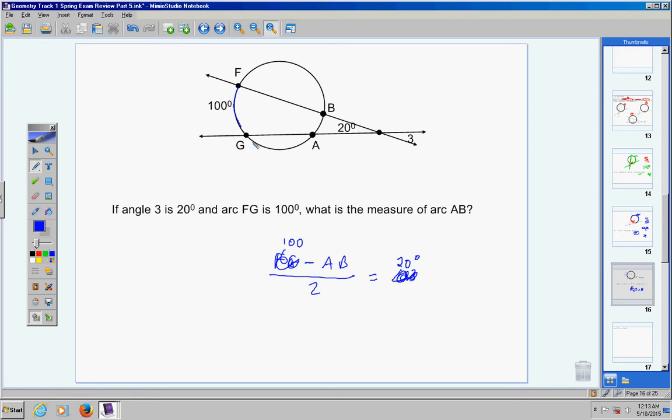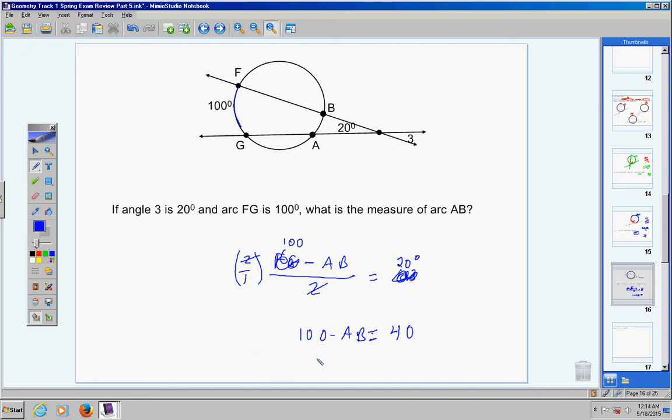This is another way to solve the problem. The denominator is 2, so multiply both sides by 2. If you multiply the left side by 2, or 2 over 1, the 2's cancel, leaving you with 100 minus AB. Over here on the right side, I have 20 degrees. I'm going to multiply this side by 2, and I get 40. Okay, now we're almost done solving this.